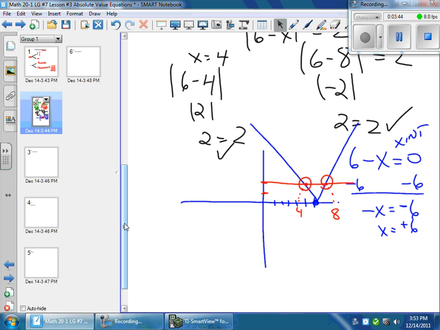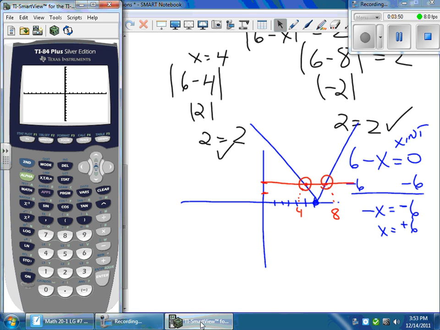Now, I know what you're thinking. If you could do this graphically, can't you do this with technology? Yep. So first things first, standardize your graph. Make sure you go into Zoom, make sure you hit 6 and standardize it. That gives you 10 going in this direction, 10 going up, 10 going down, 10 going that direction. Now that it's standardized, go into y equals.